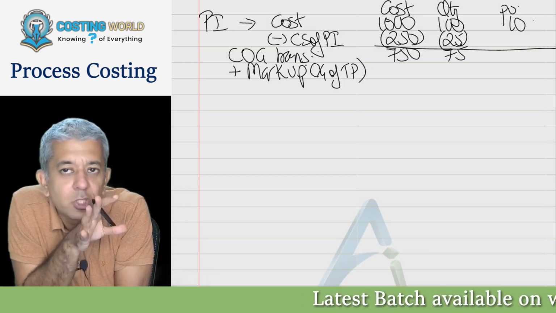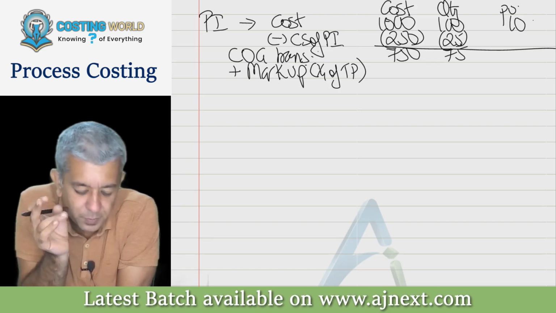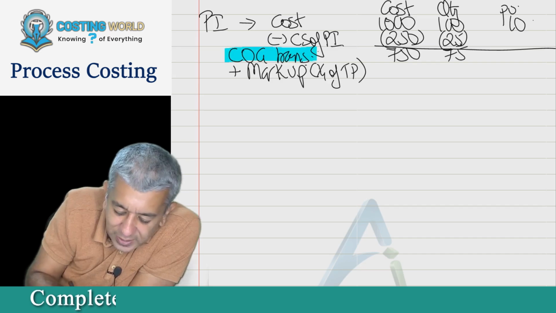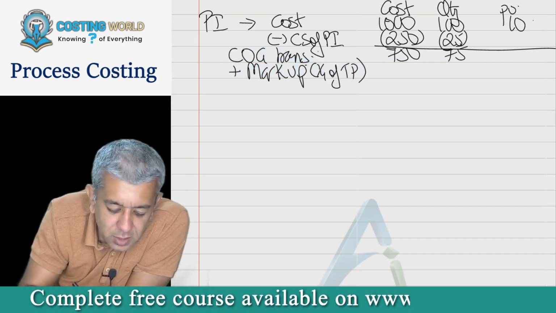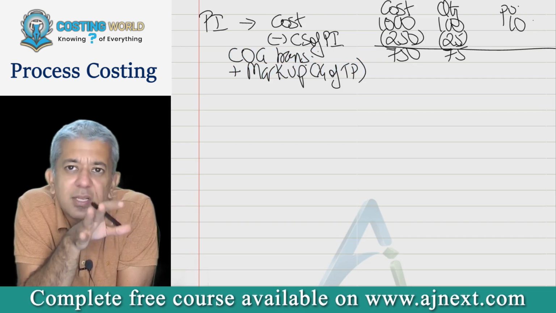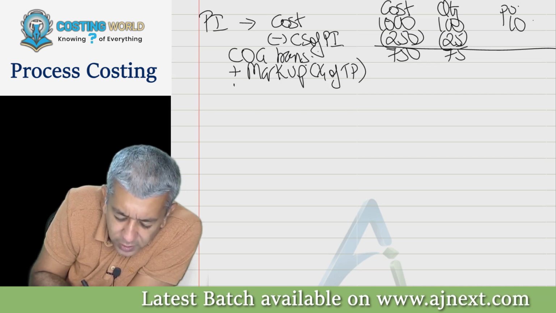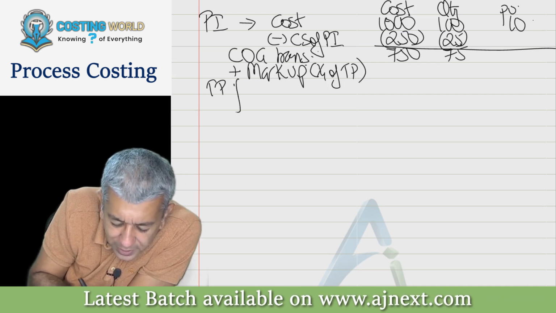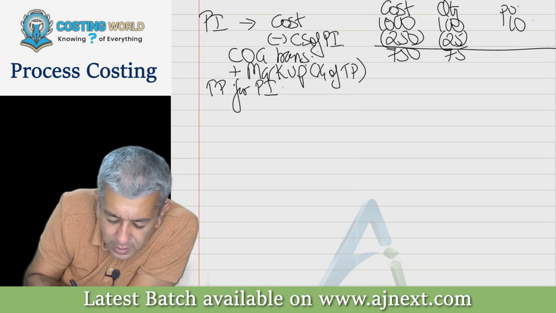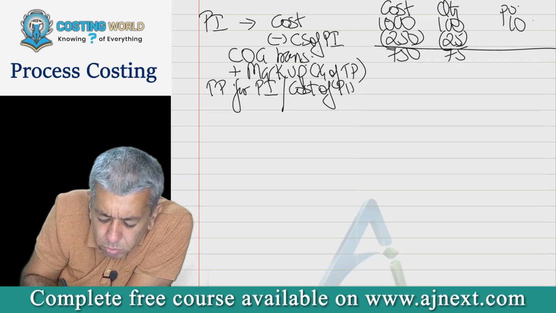It will be how much? 1/4 of transfer price. Can we say once I add cost plus markup, that will give you the selling price? Can we say selling price is nothing but the transfer price? Yes, sir. So I am writing over here, this is the transfer price for P1. The transfer price for P1 becomes the cost for P2, no?